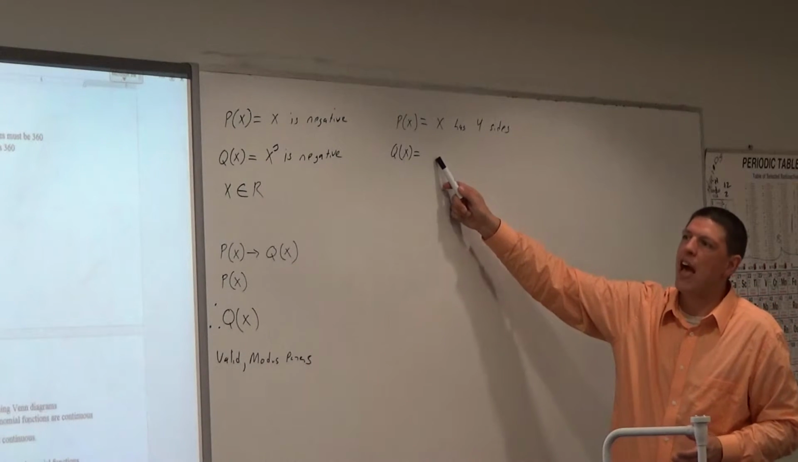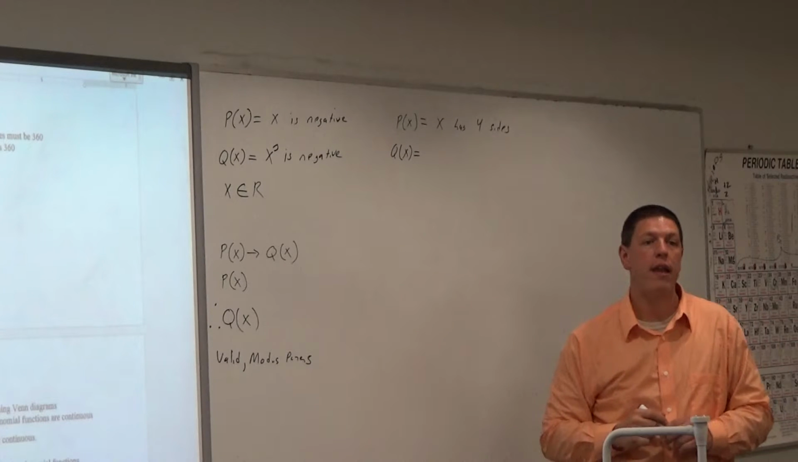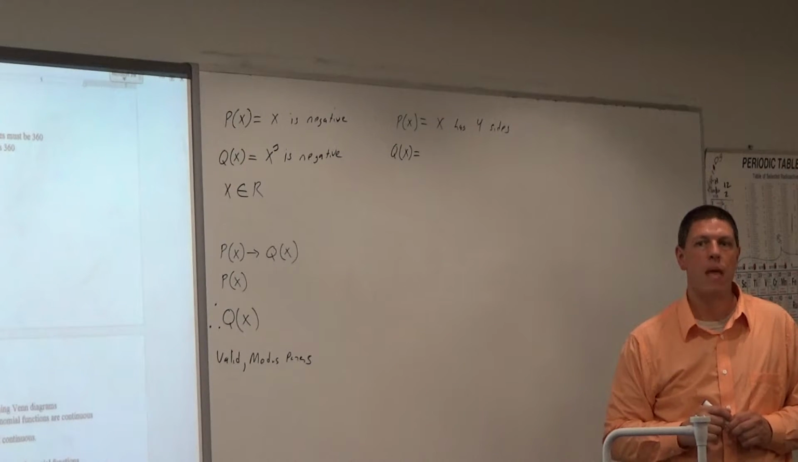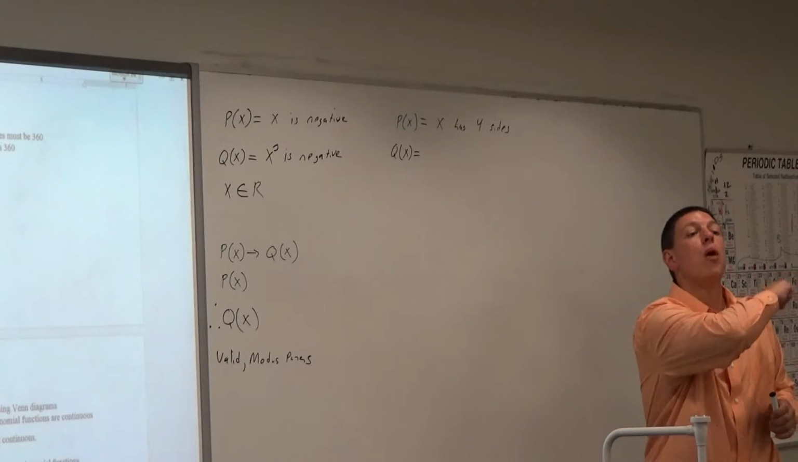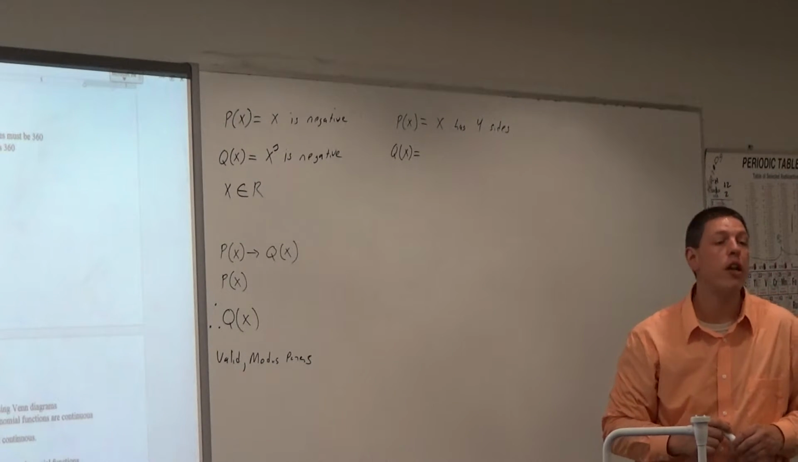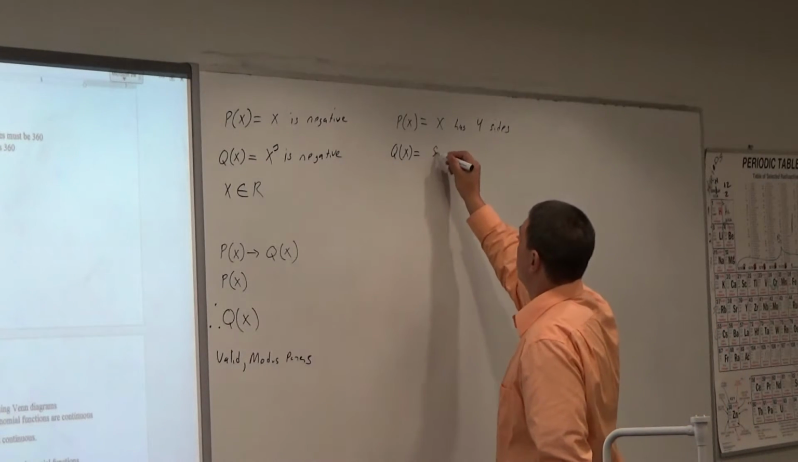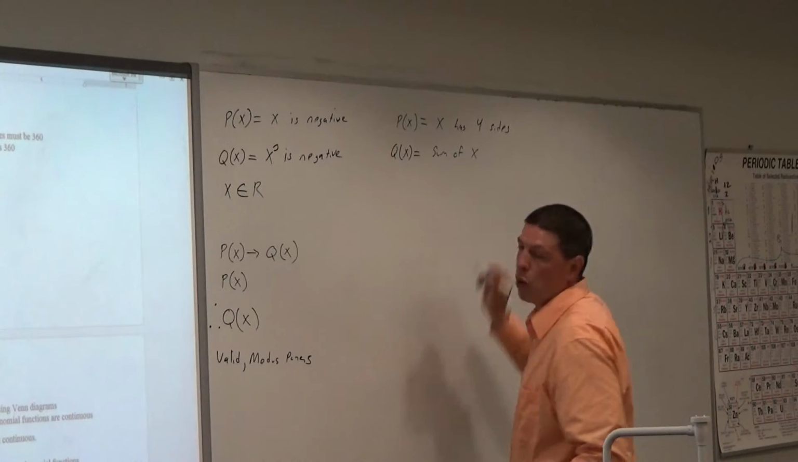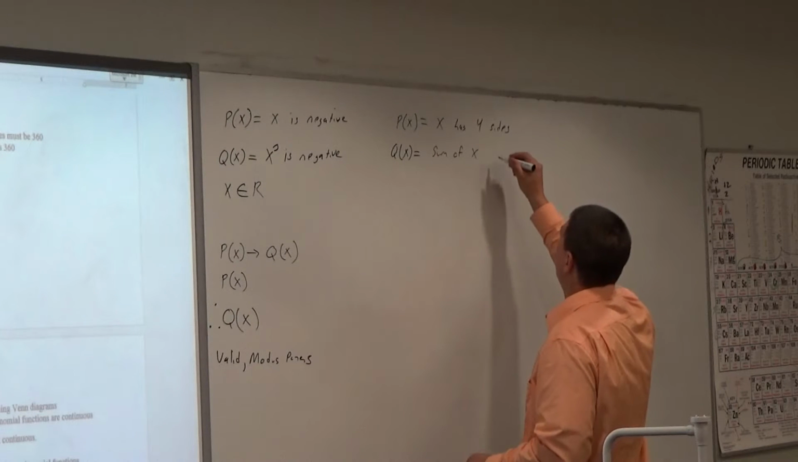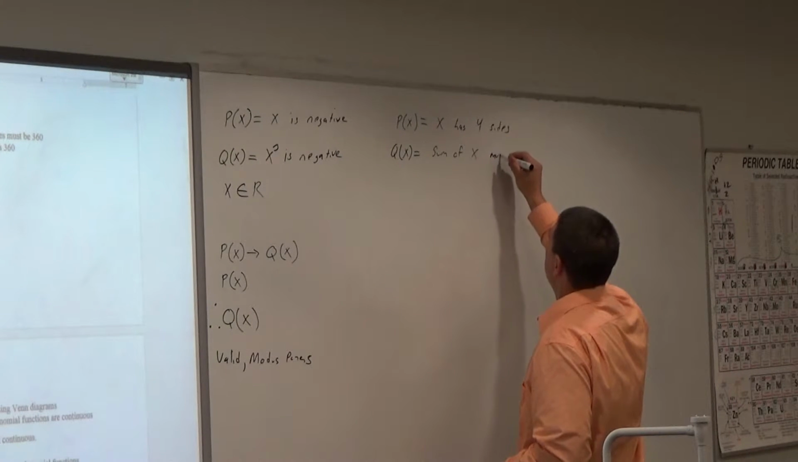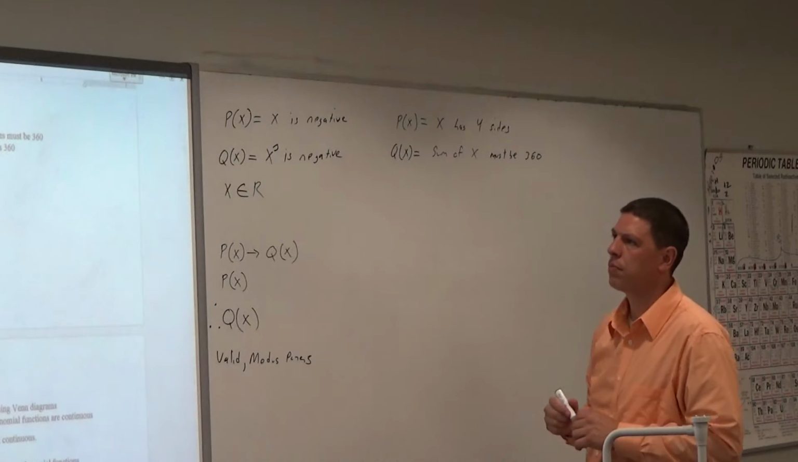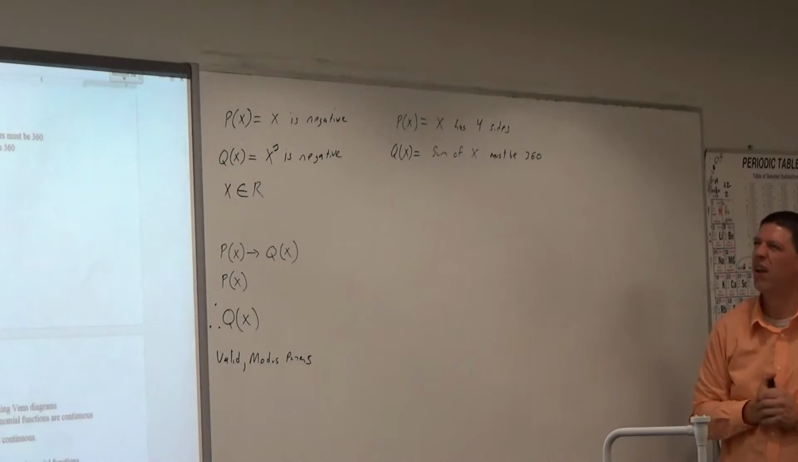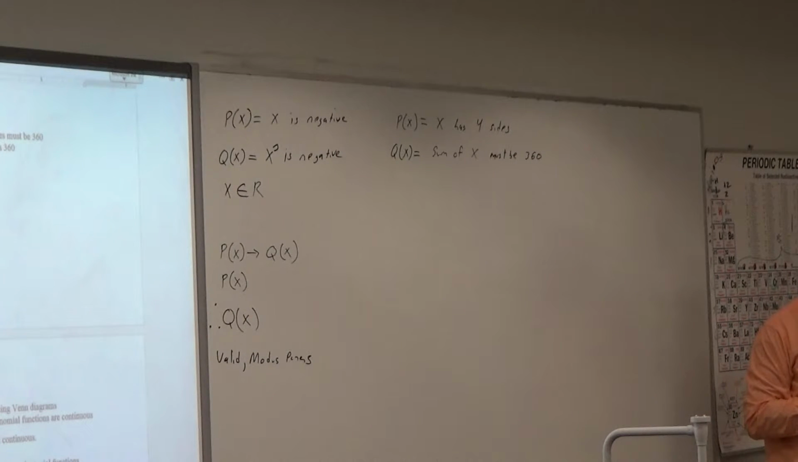In the same fashion, what would Q of X be then? And there's multiple ways of stating this. The sum of X must be 360? The sum of X must be 360. Very nice. Good, Andre. So, the sum of X, whatever X might be, must be 360. Okay. So, does that make sense, guys? Any questions? We're just starting out with X's.